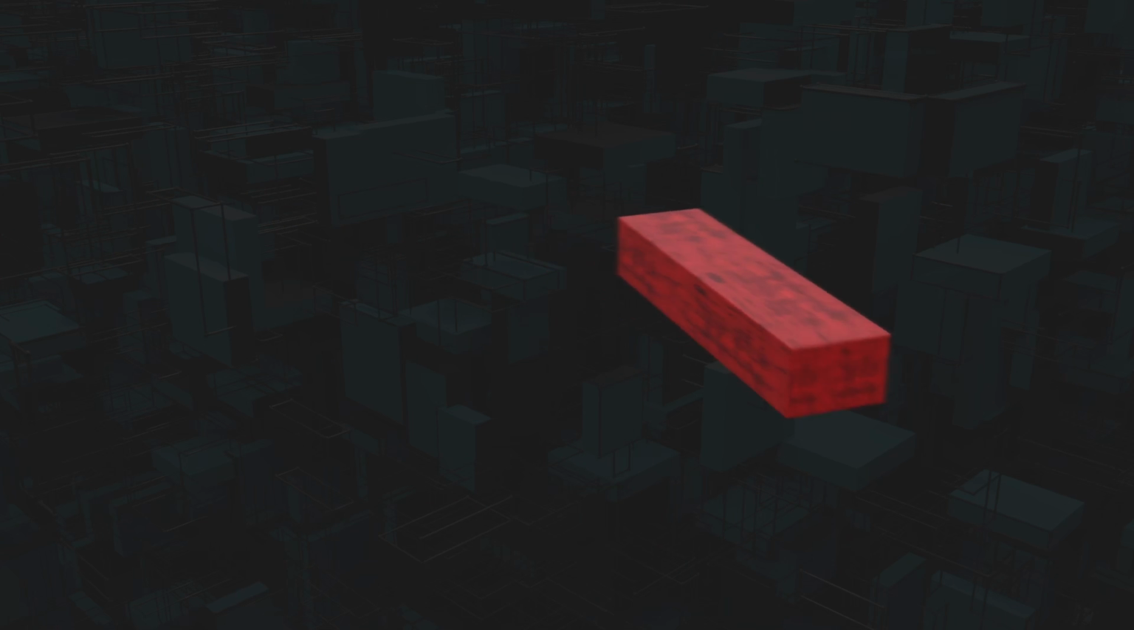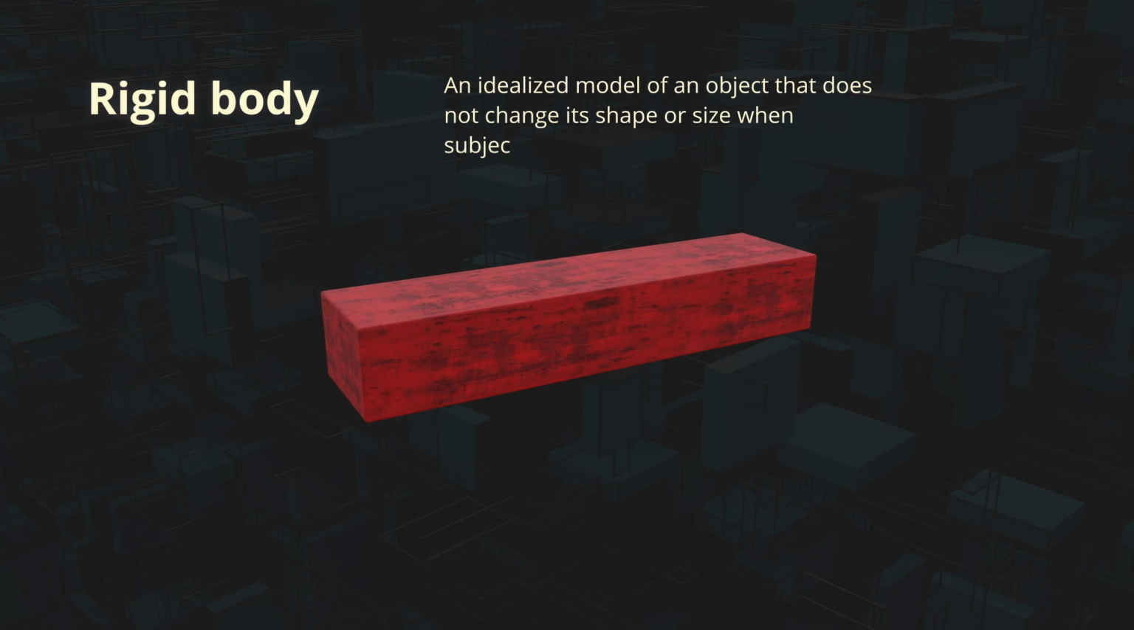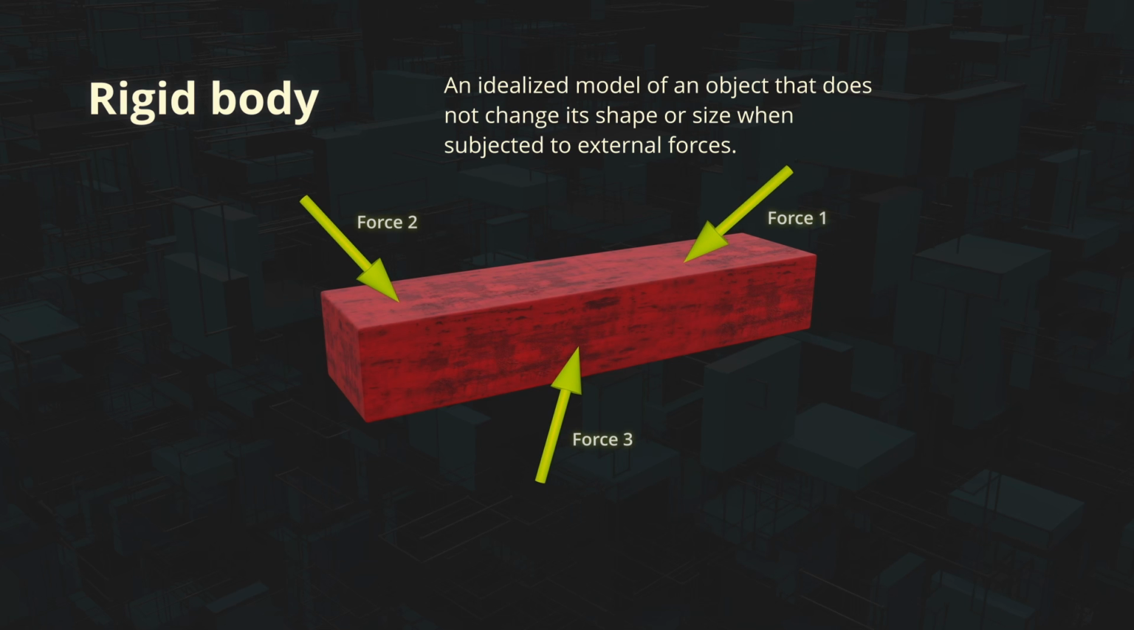A rigid body is an idealized model of an object that does not change its shape or size when subjected to external forces. It's like a frozen snapshot of an object, which allows us to analyze its behavior under various load conditions.